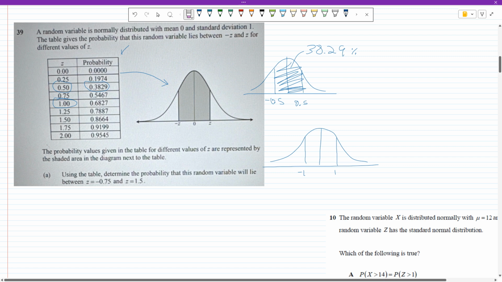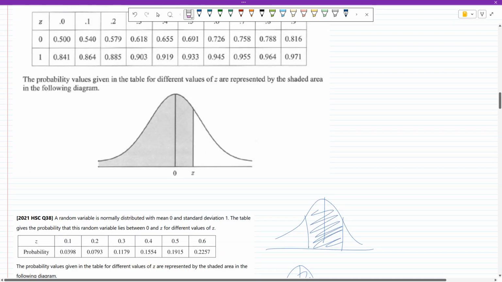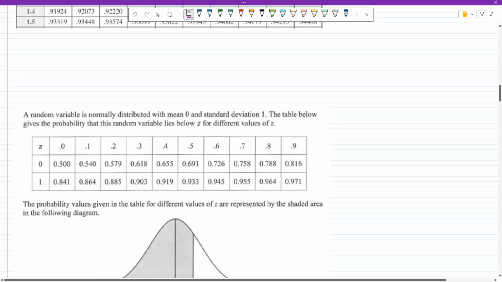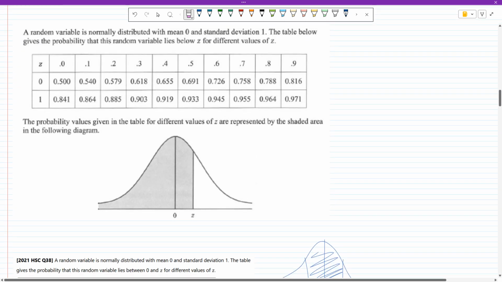Anyway, this table is telling us the area between two z-scores. Well, the same z-score, like 1.5. Negative 1.5 to 1.5. What's the area between it? 86.64%. And then we also have something like this as well. So this is a third type of table and a diagram.